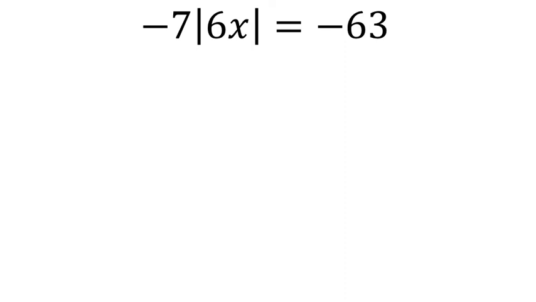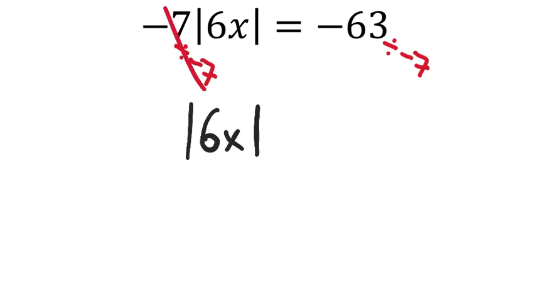The issue is that we don't want this negative 7 being multiplied by the absolute value. So I'm going to make that a phantom 1. It's being multiplied, so it'll be phantom 1 with division. I'll divide that negative 7 by itself. If I do it to one side, I'll need to do it to the other side as well. Okay, so that becomes a phantom 1. I'm just left with my absolute value of 6x, but it now equals negative 63 divided by negative 7, which is positive 9.